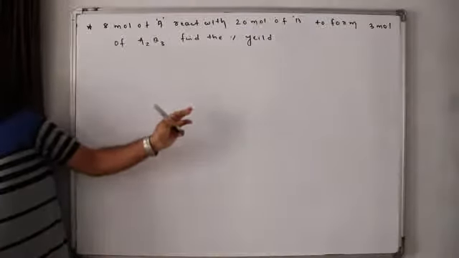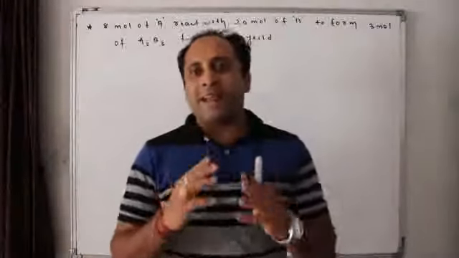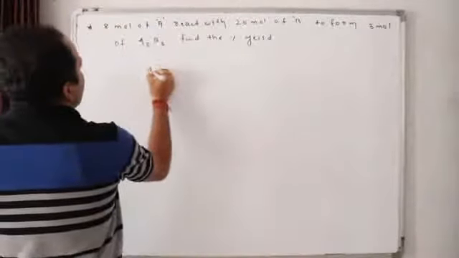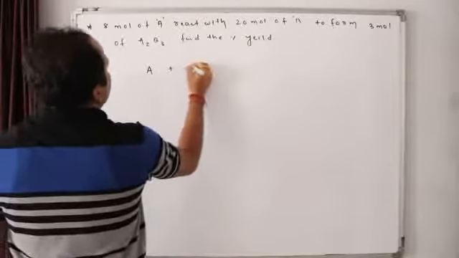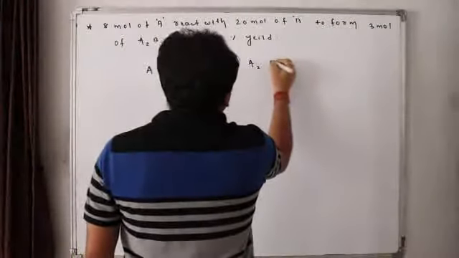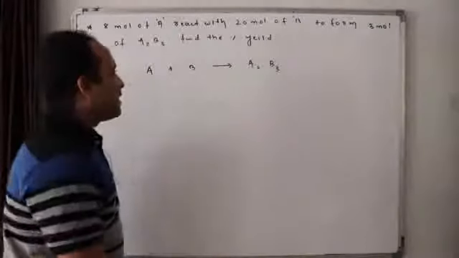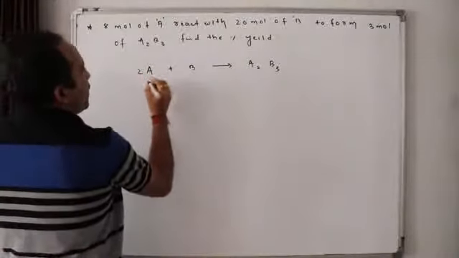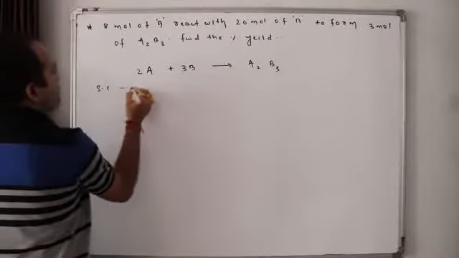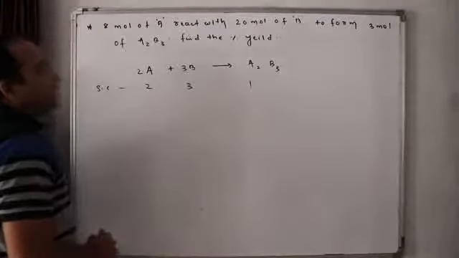Clear? Now, first, what is the first thing we should do? We should write a balanced equation, isn't it? What do they have given? A plus B gives rise to A2B3. Is this equation balanced? No. Let me balance this equation. 2A plus 3B gives A2B3 is now balanced. What is the stoichiometric coefficient? 2 is to 3 is to 1, isn't it?